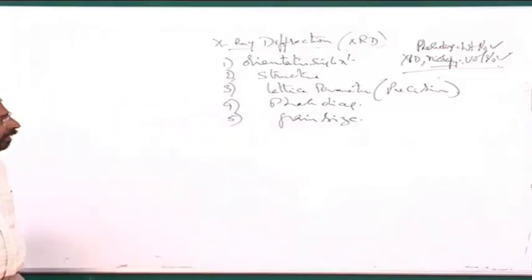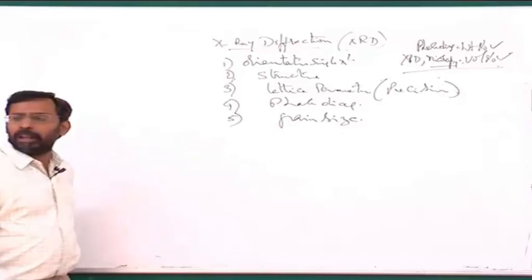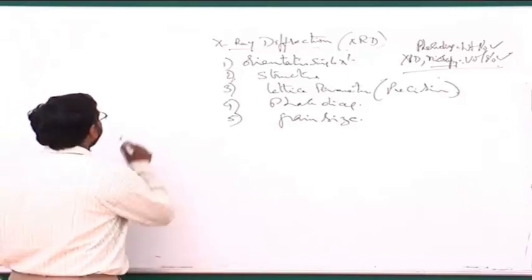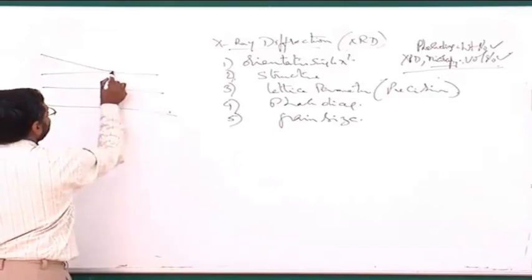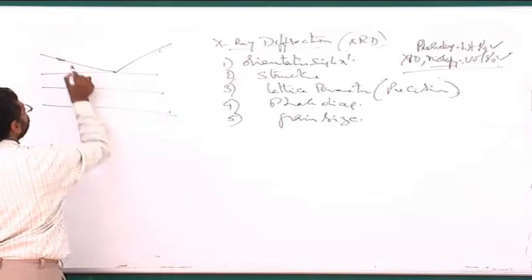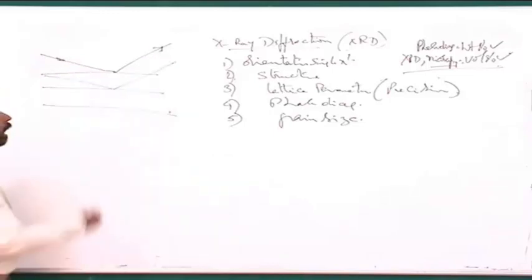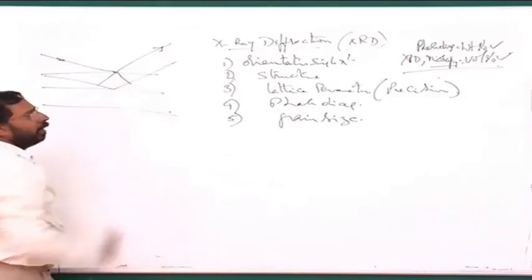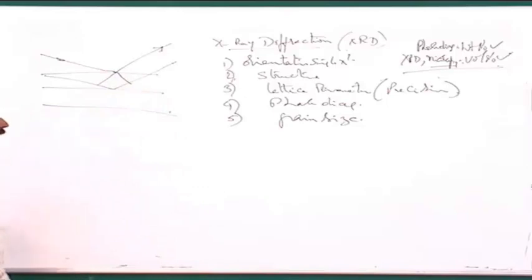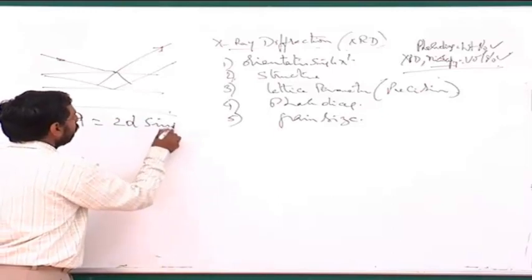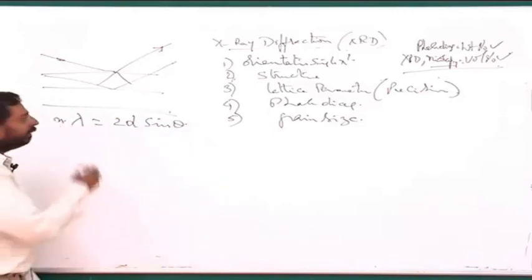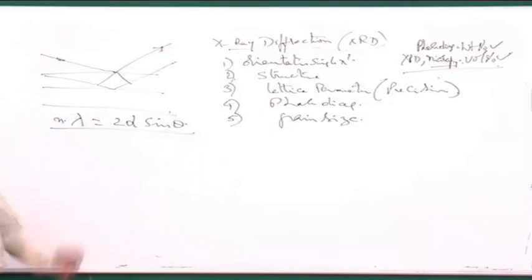And in this connection, what people have found out is that if I use the normal XRD diffraction, where I am using an incident beam and a diffracted beam, and I am using a simple constructive interference condition, from that I arrive at a condition called n lambda equal to 2d sin theta.